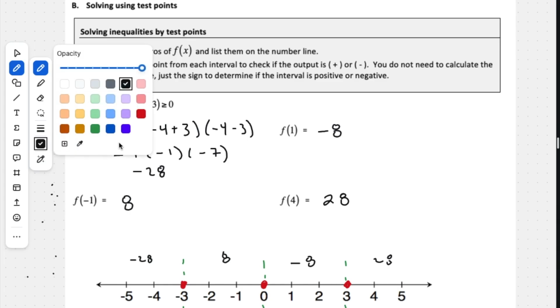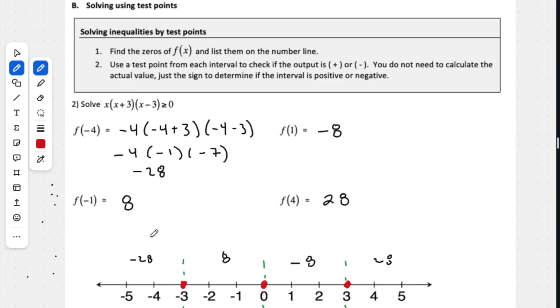And then we'll switch over to red. So -28 is not greater than 0, so that part didn't work. 8 is greater than 0, so that means everything in between here does work. -8, not greater than 0. 28 is greater than 0. So we use test points to establish which intervals satisfy that inequality.